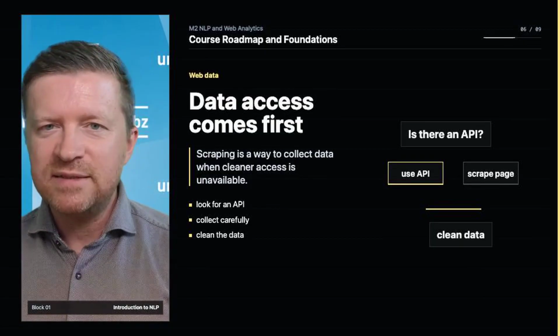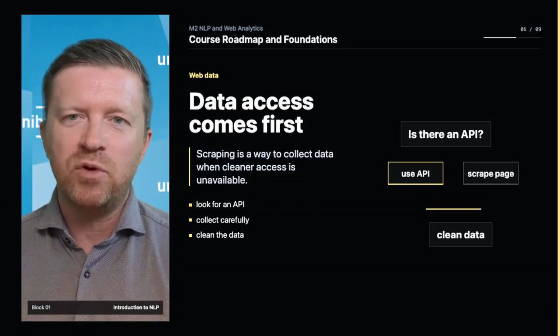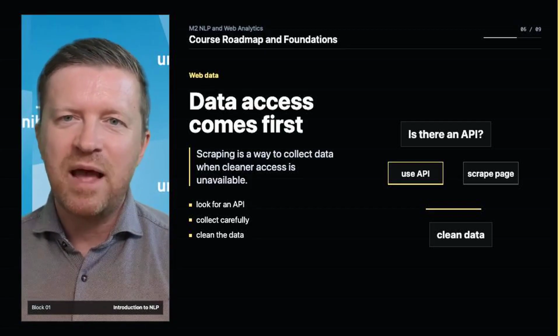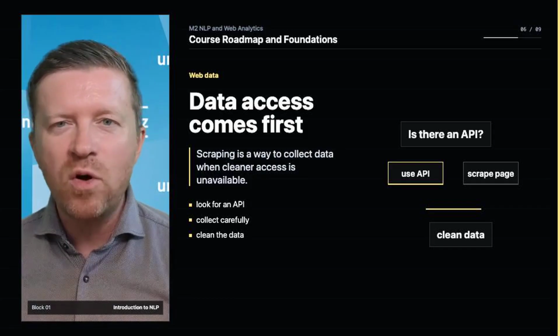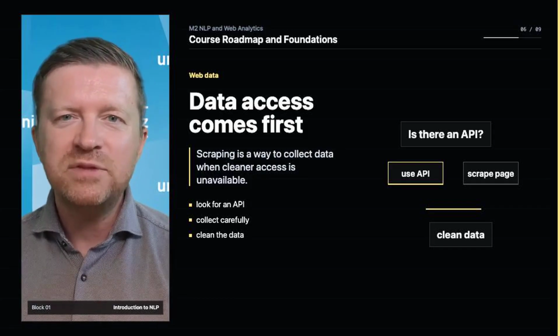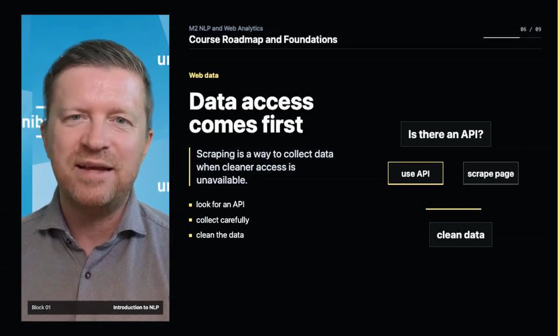To build a RAG system, we need data. In the best case, data is available through an API. But sometimes there is no API, or the API is too expensive or too limited. In those cases, web scraping can be one possible way to collect data.